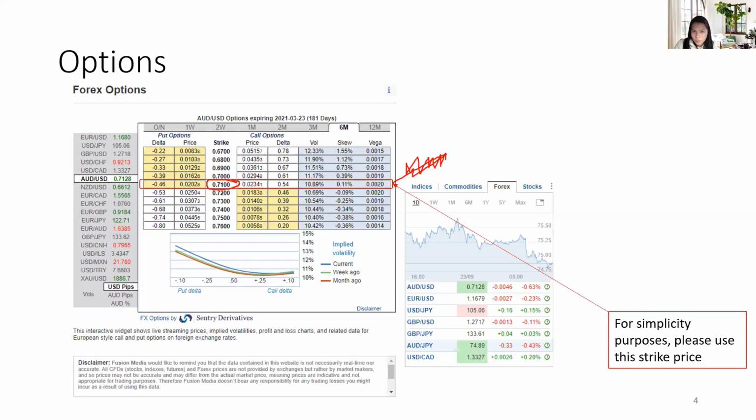In terms of the option premium, these here are the option premiums, okay? If you buy the option, this is how much you're going to pay to obtain the option. The strike price is here, and the option premium depends on whether it is a put or a call. The put premium is 0.02028, and for the call option it is here, okay? So it's 0.02341.